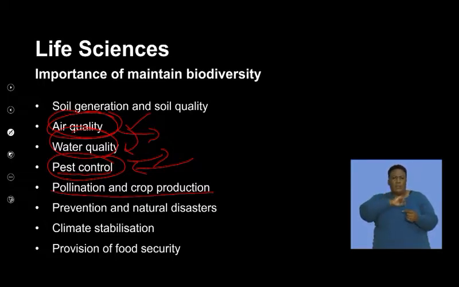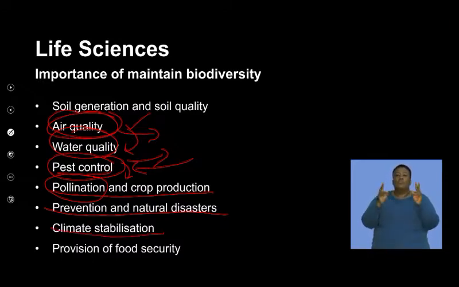Pollination and crop production. So if we're using pesticides and insecticides, how do they affect our bees and insects, which in turn affects pollination? What happens with the prevention of natural disasters? We've got to look at climate stabilization and the provision of food security.